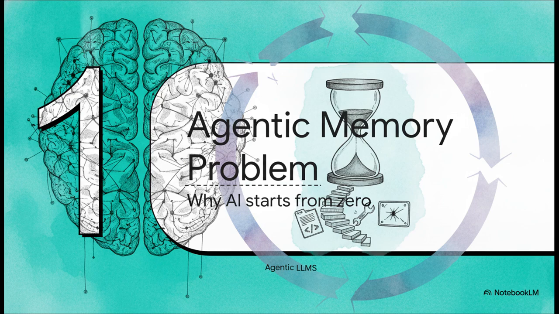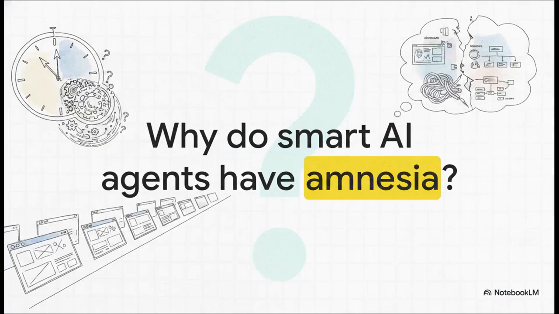All right, Section 1, the agentic memory problem. So agentic LLMs are undeniably powerful, right? But they have this one massive, fatal flaw. They're completely stateless. Which begs the question, why do these supposedly smart AI agents have such terrible amnesia?